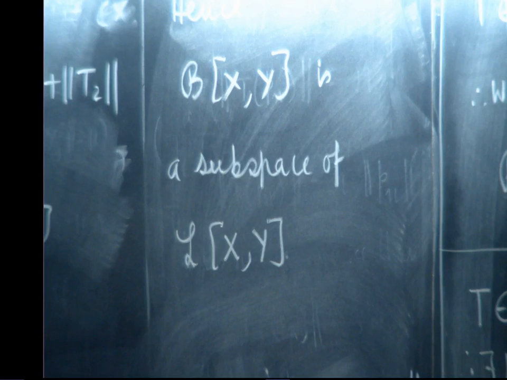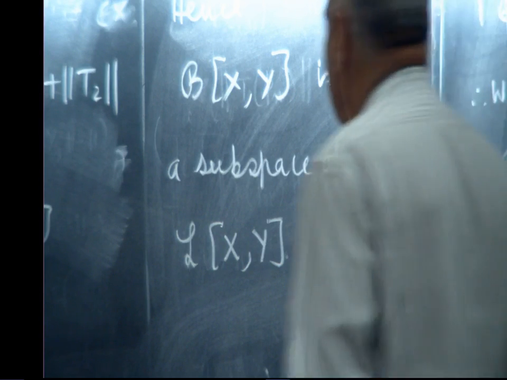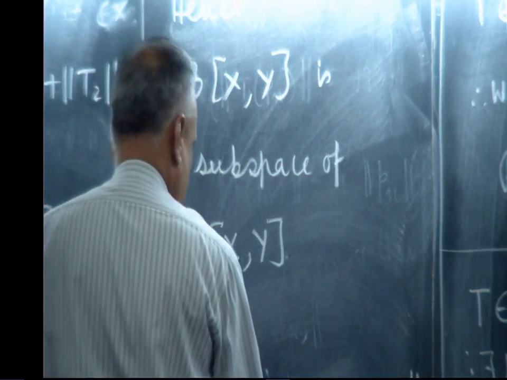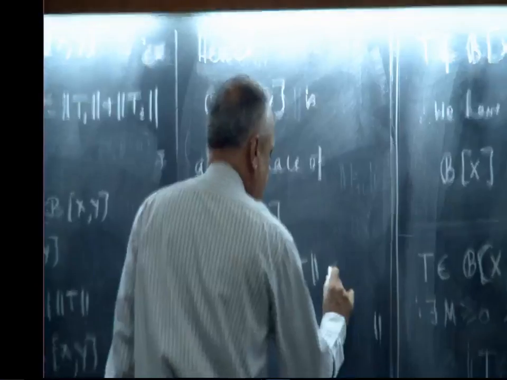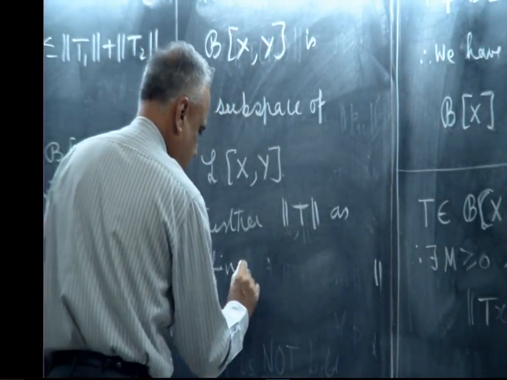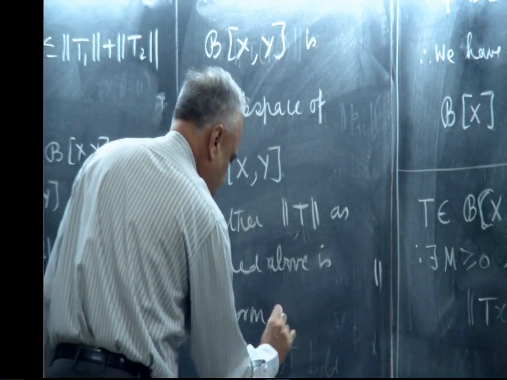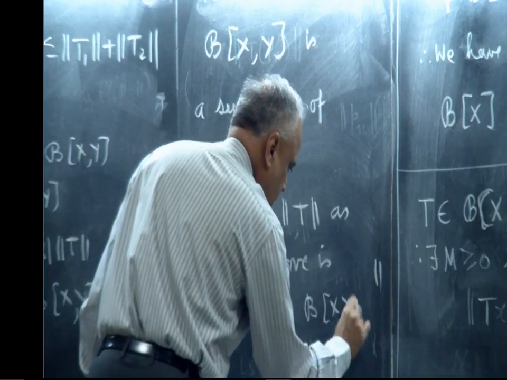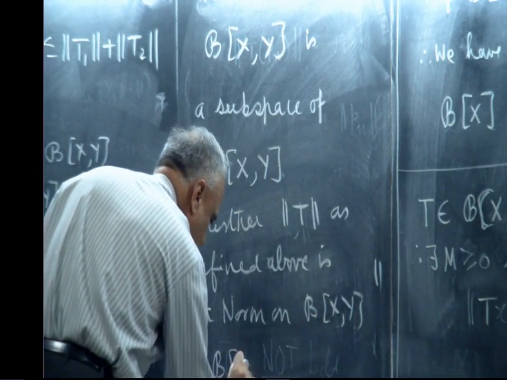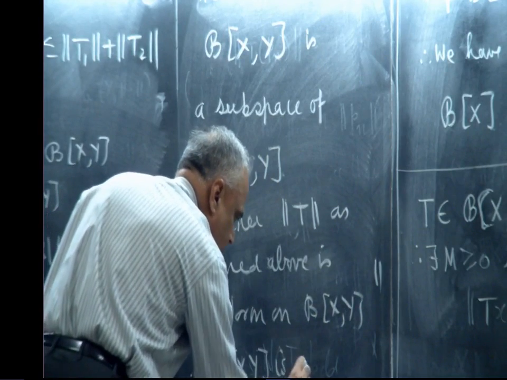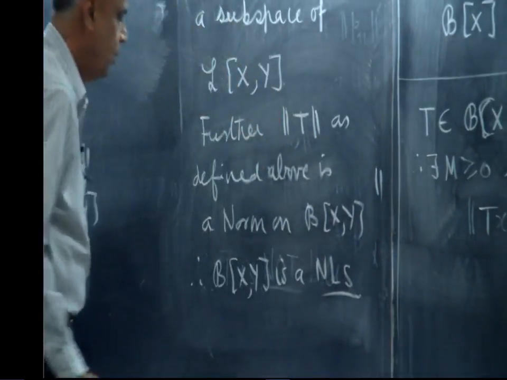Why is that a norm? Already the triangle inequality and this are there, and it is greater than or equal to 0, and it is 0 if and only if Tx is 0 for all x, that is the 0 operator. So automatically that is a norm. Further, norm T as defined above is a norm on Bxy. Therefore, Bxy is a normed linear space over F.